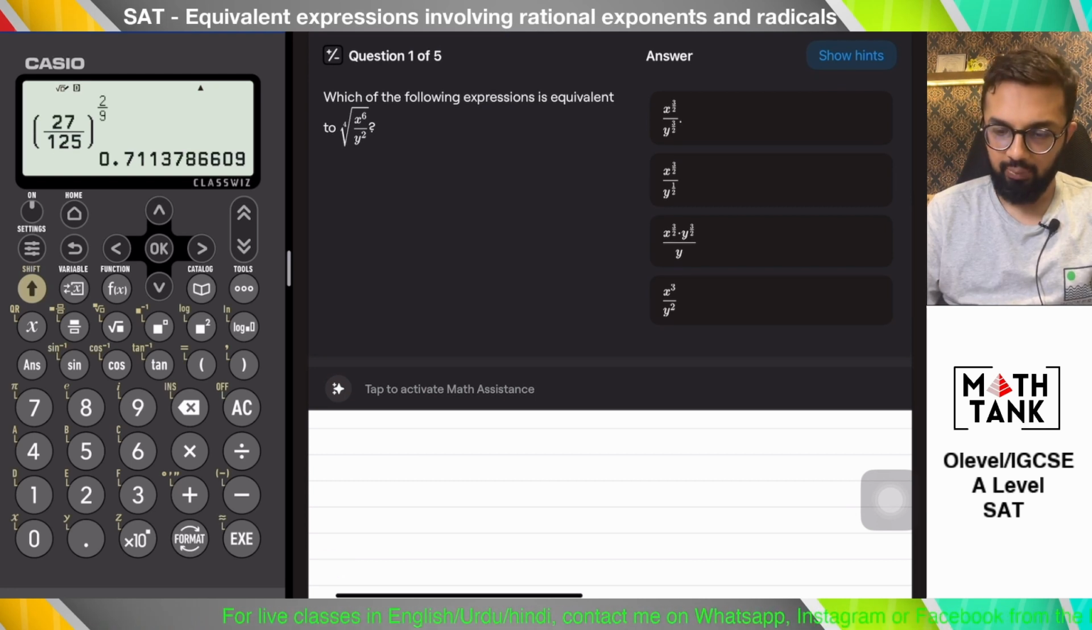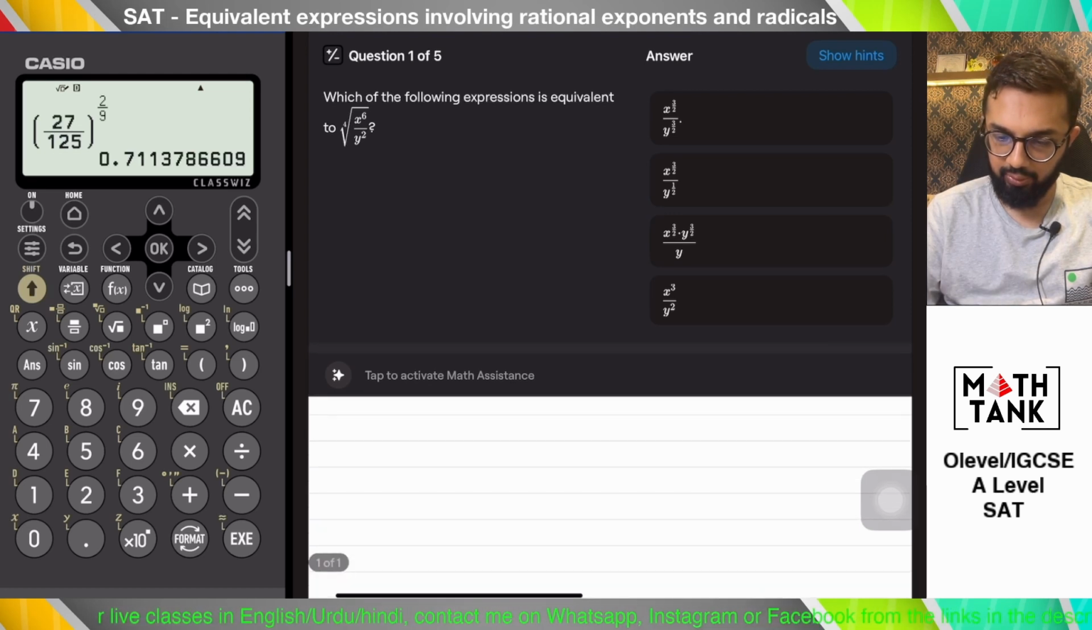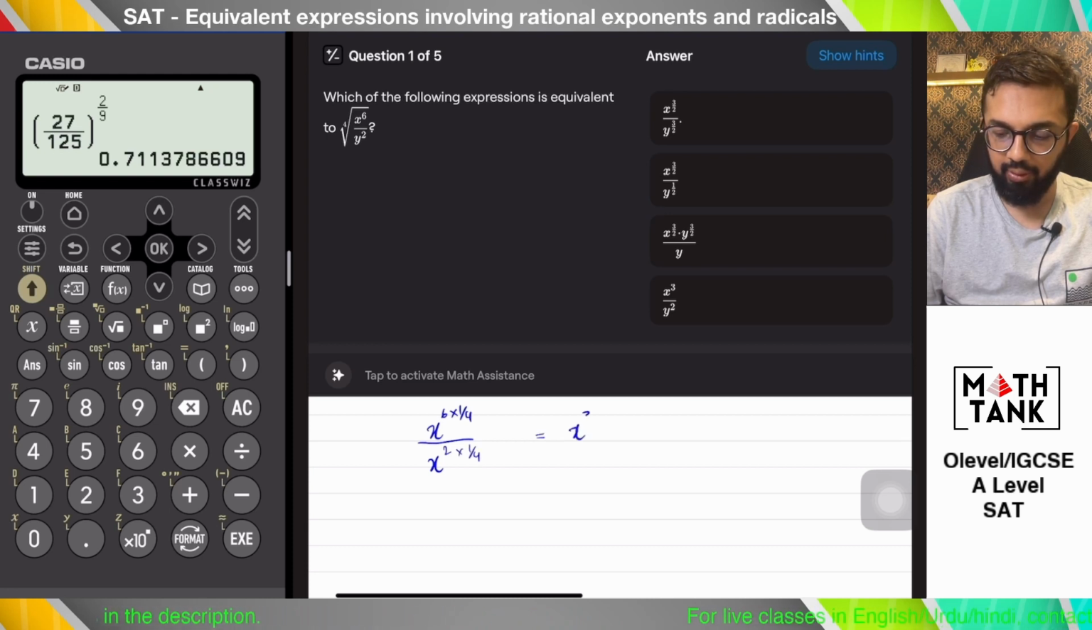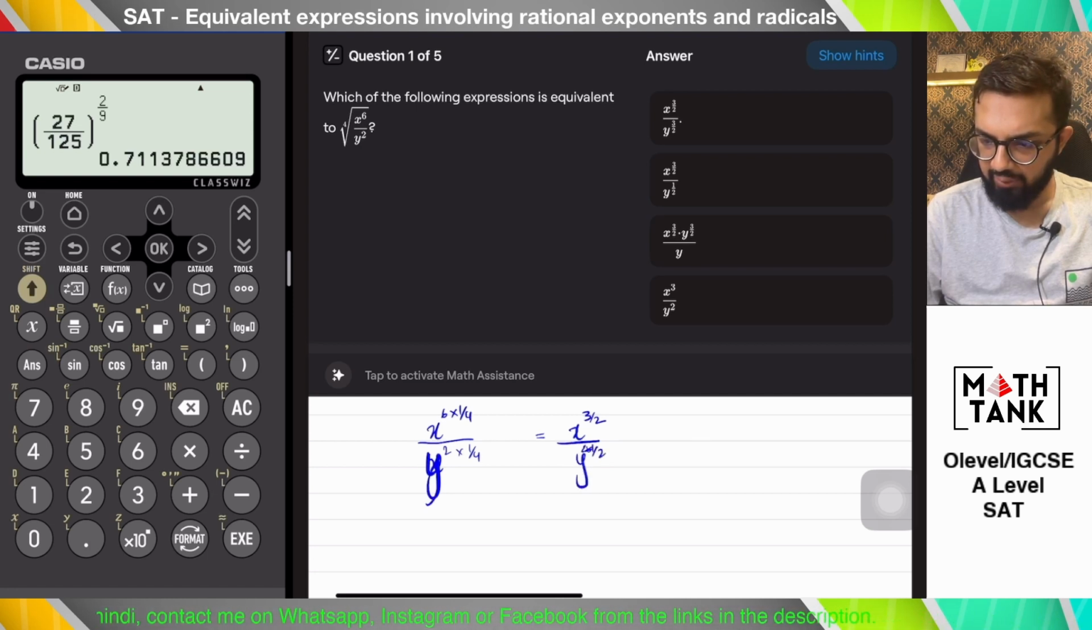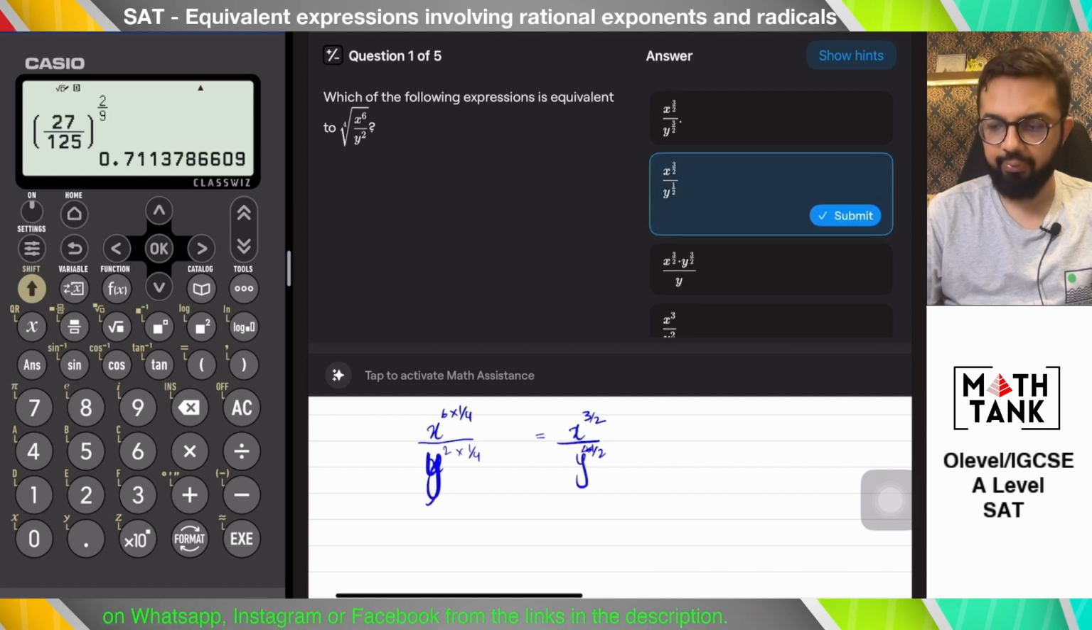Let's look at these. Which of the following expressions is equivalent to the fourth root of this? So x power 6, a fourth root means power 1 over 4. So I'm going to multiply that with power 1 over 4. And this also means power 1 over 4. So I get x power 3 over 2 and x power half. Oh, that's y. Keep that as y. Okay. Does that match any of the answer options? Yes, it does.